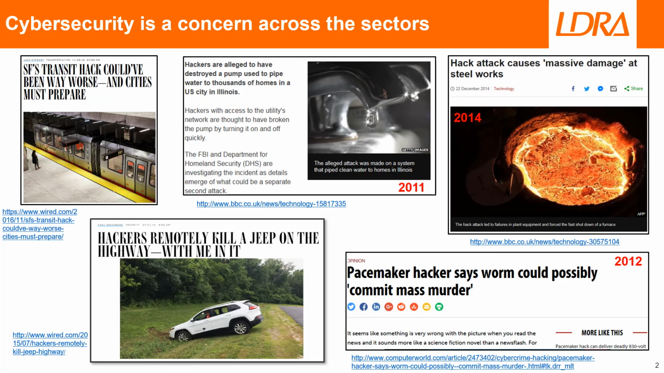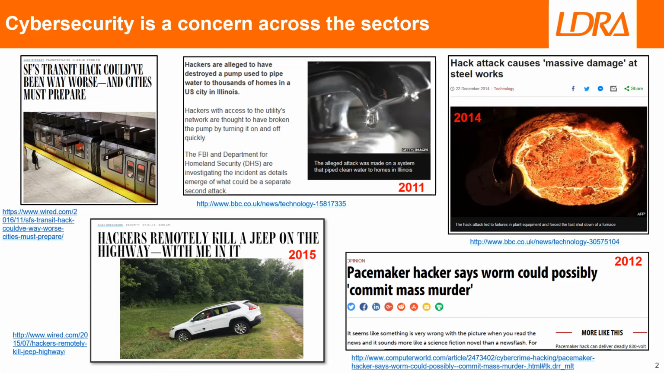In November 2014, it was reported that a blast furnace at a German steel mill suffered massive damage following a cyber attack on the plant's network. Attackers were said to have used booby-trapped emails to steal logins that gave them access to the mill control system. This led to parts of the plant failing and meant that a blast furnace could not be shut down as normal.